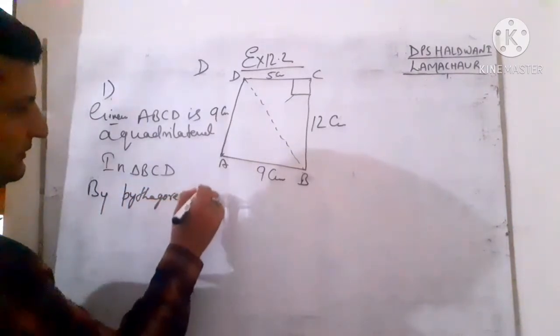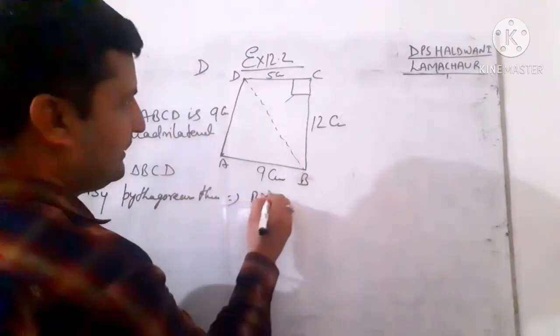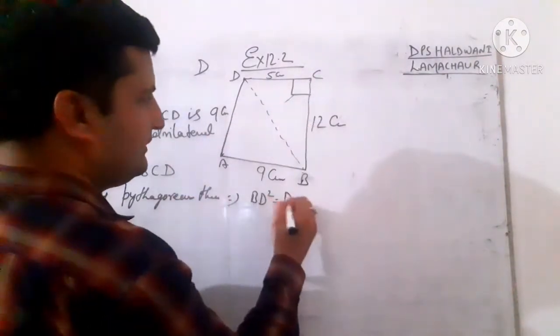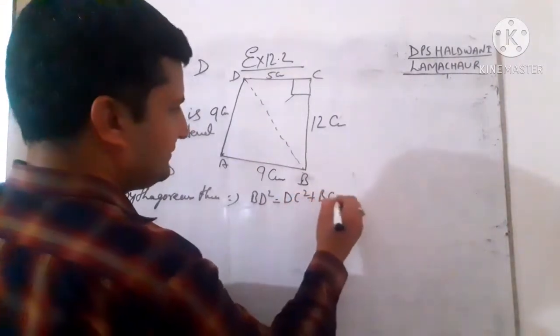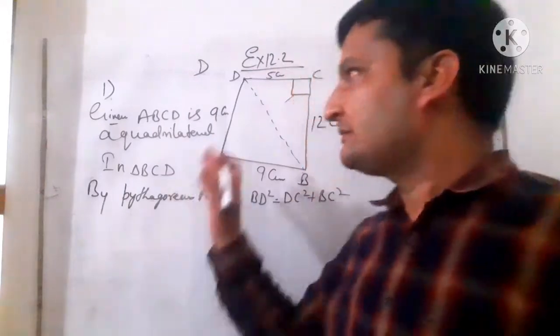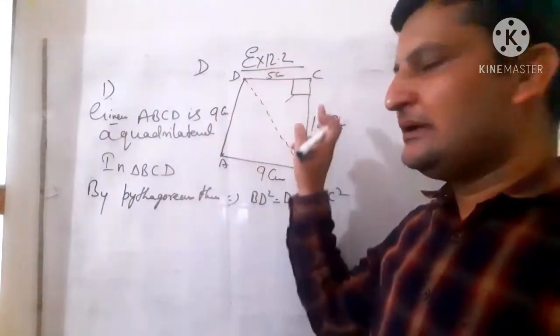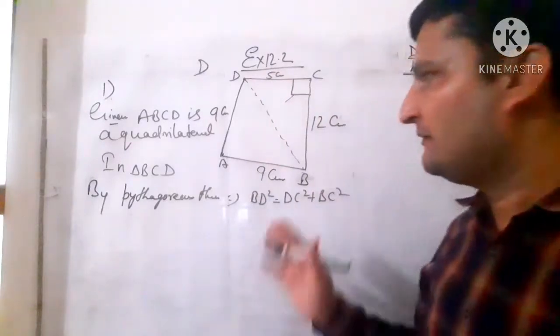BD square is equal to DC square plus BC square. Pythagoras theorem is like this: hypotenuse square, where the hypotenuse is the longest side, is equal to base square plus perpendicular square. So students, we have used this formula.